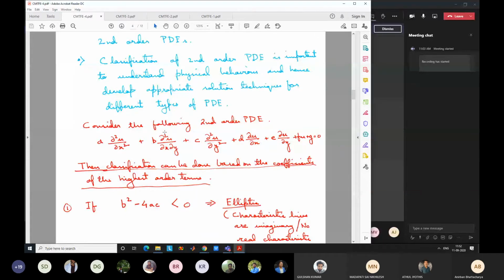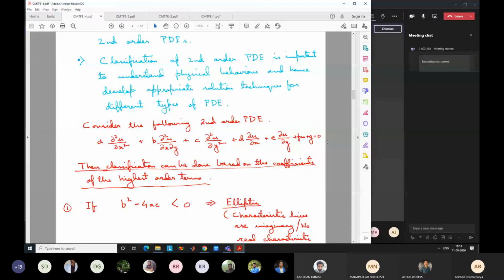Not only dependent on x, the derivatives are with respect to x. U is obviously dependent on both x and y. Okay. Then the first order derivatives, two types of the first order derivatives. First order derivative with respect to x and y. Okay. And then some terms which can be just a function of u, and some other term g which does not contain any function of u.